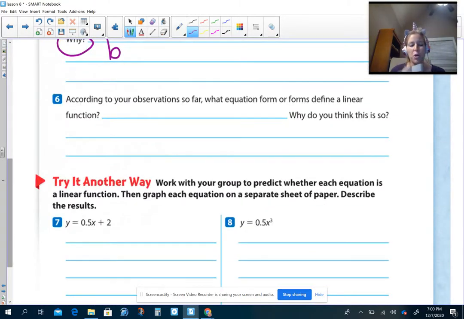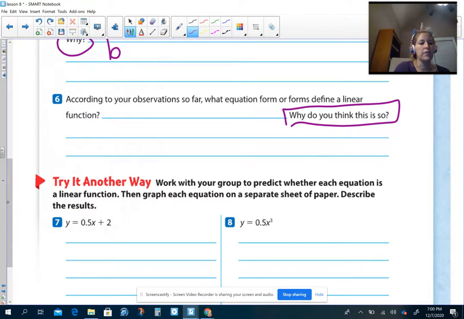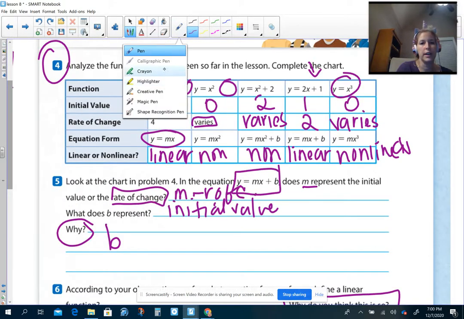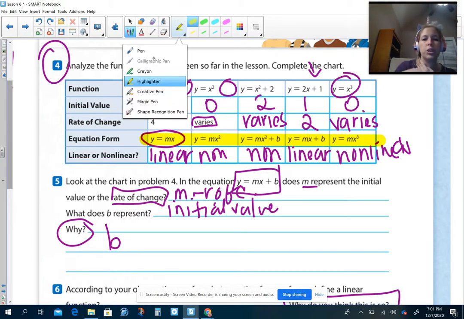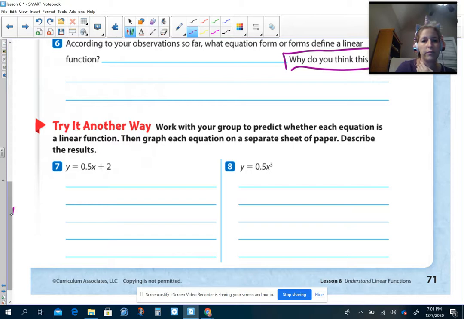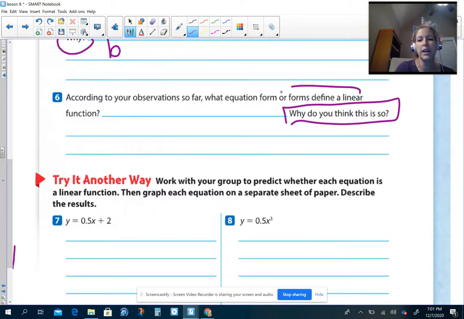Okay. So number 6 says, according to your observations so far, what equation form or forms define a linear function? Pause my video and think about this because I want you to ask yourself why. So why do you think so? You've got several to choose from right here, okay? What are the forms that you would use to define a linear function? Pause my video and answer number 6.